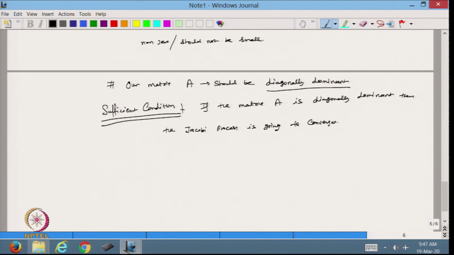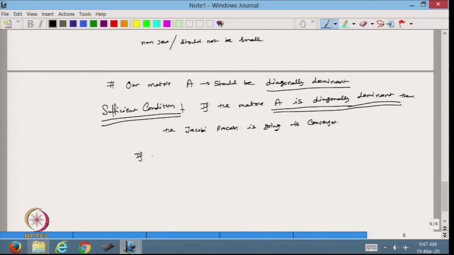So in this case we don't know that if the matrix is not diagonal dominant, then what will happen, whether it is going to converge or not. So that is a necessary condition, but sufficient condition is that if A is diagonal dominant matrix, then definitely the Jacobi process is going to converge and we are going to get the approximate solution.